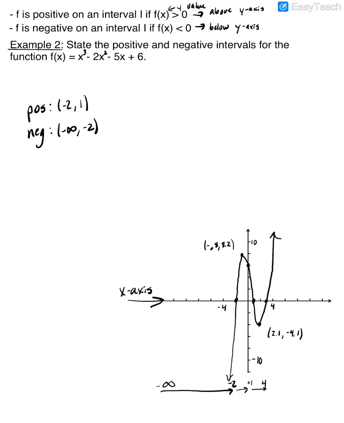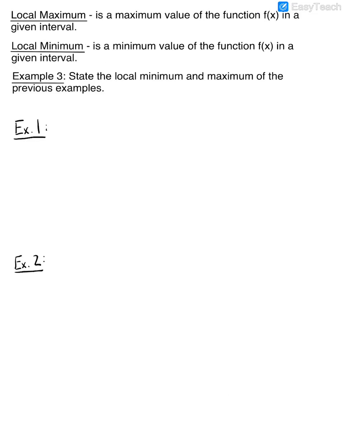So union for negative, 1 to 4, with parentheses, so not including those values on the x-axis. And then the last one, you start at 4 and head to infinity. So union 4 to infinity. Okay, so this one has 4 separate intervals, 2 positive, 2 negative. All right. Now our last slide.